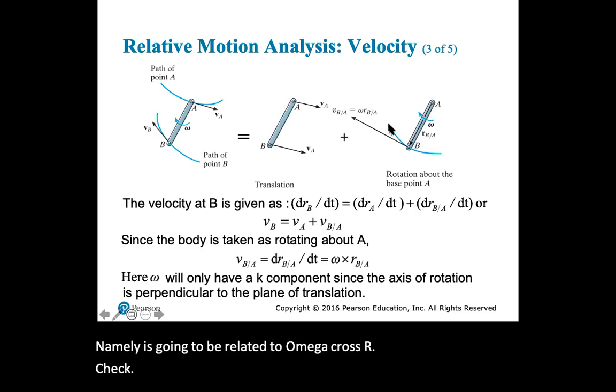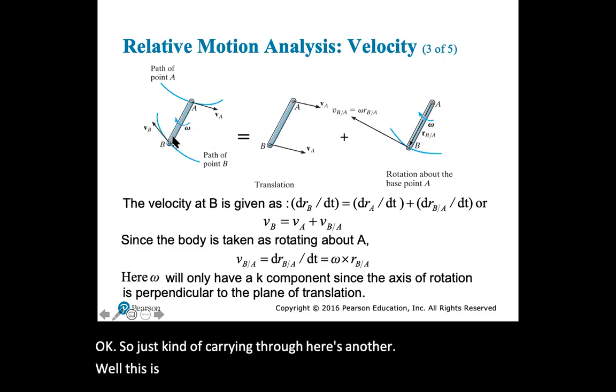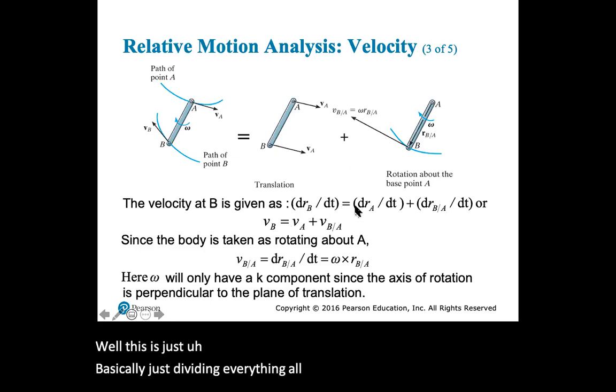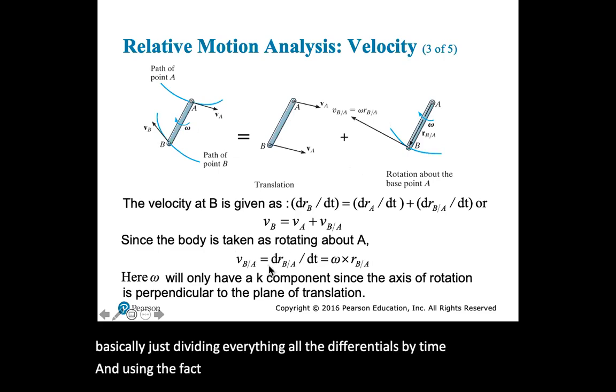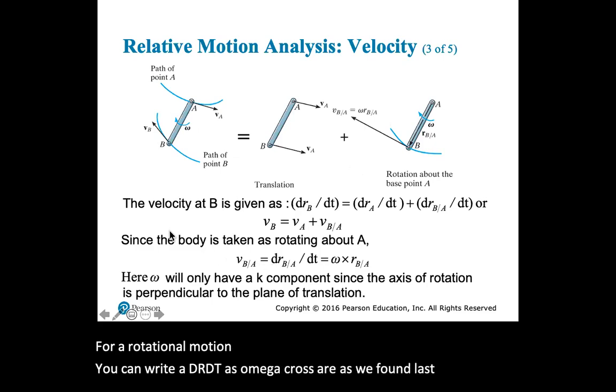Okay, so just carrying through. This is basically just dividing all the differentials by time, and using the fact that for a rotational motion, you can write dr dt as omega cross r, as we found last time with the fixed axis rotations.